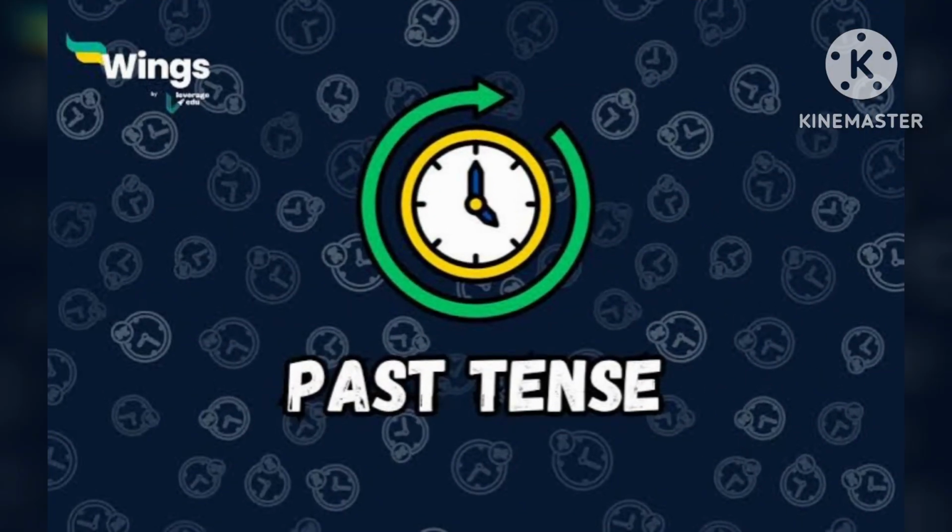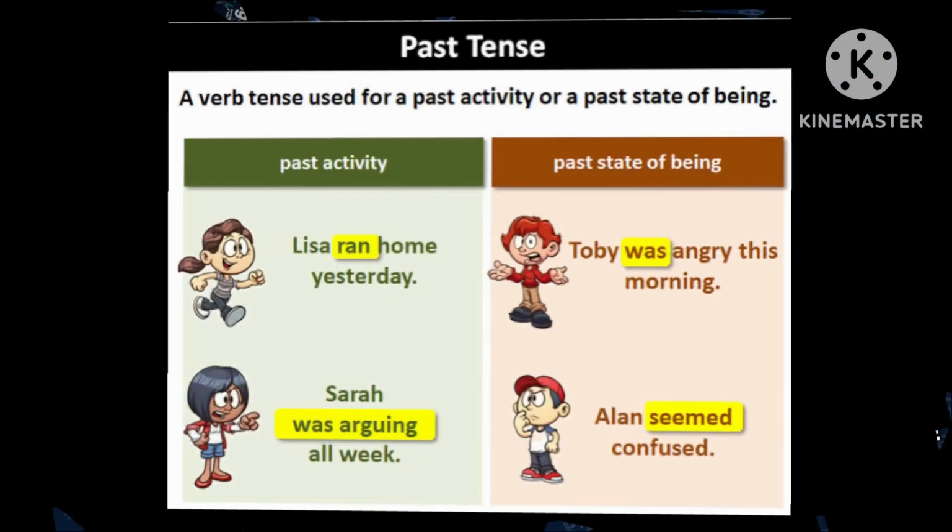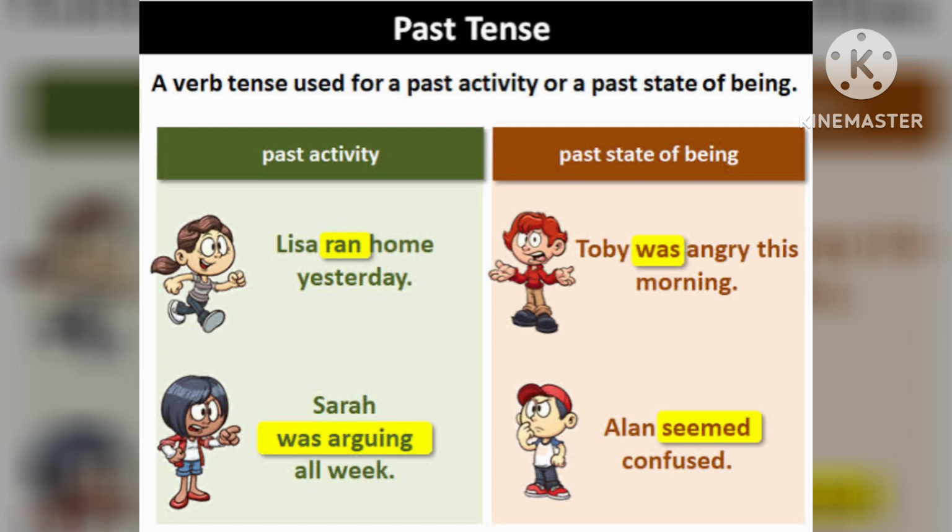In the previous episode, we discussed present tense. Today we are going to discuss past tense. Past tense is a verb tense used for a past activity or a past state of being.